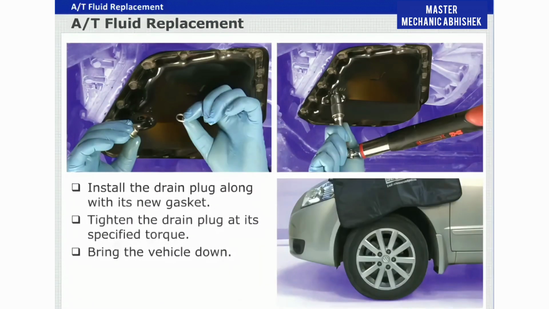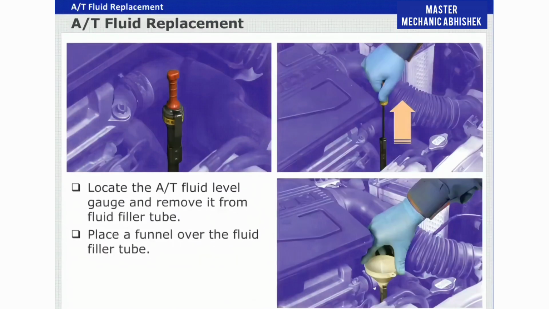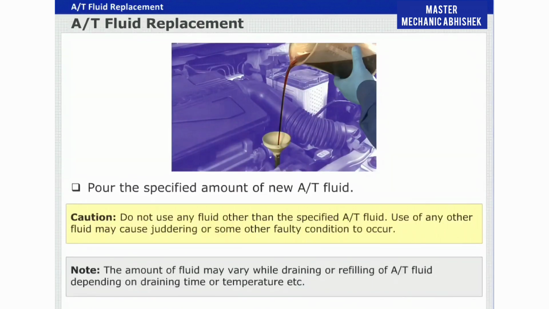Install the drain plug along with its new gasket. Tighten the drain plug at its specified torque. Bring the vehicle down. Locate the AT fluid level gauge and remove it from fluid filler tube. Place a funnel over the fluid filler tube. Pour the specified amount of new AT fluid.